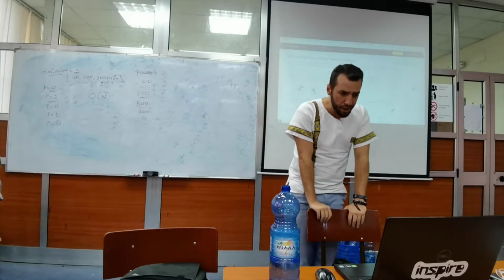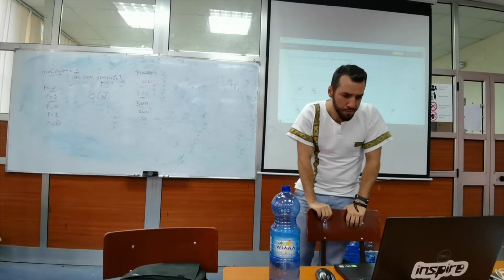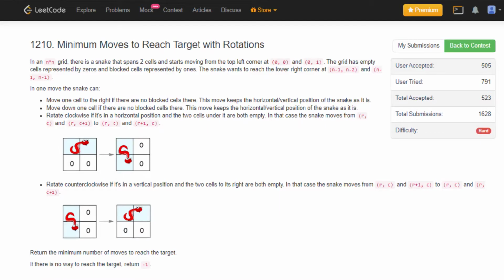So today we will be covering the minimum moves to reach target with rotations problem from LeetCode. And in this problem, as you know, we are given a snake and a grid. So let's start with the given sample input.